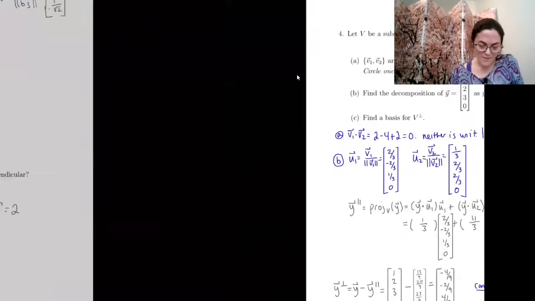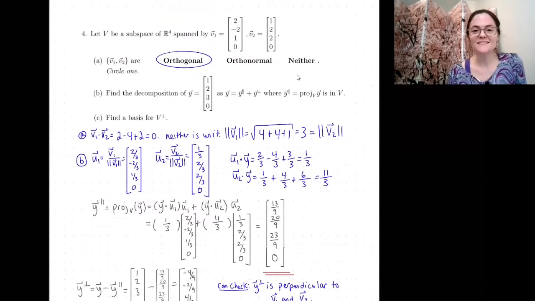Okay, now we move on. This is another projection problem. We have several of these in this; in part, this is the newest material. 5.1 and 5.2 all use this. V is a subspace of R4 spanned by these two vectors. Then we just check. Take their dot product, you get 0. They're orthogonal. Neither vector is unit, so they are not orthonormal. That's why orthogonal is the best choice.